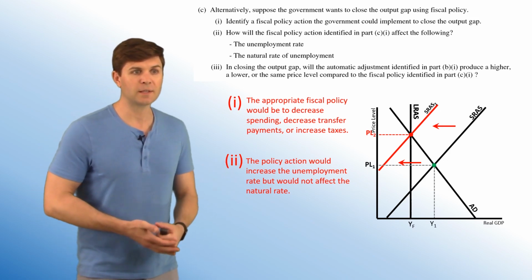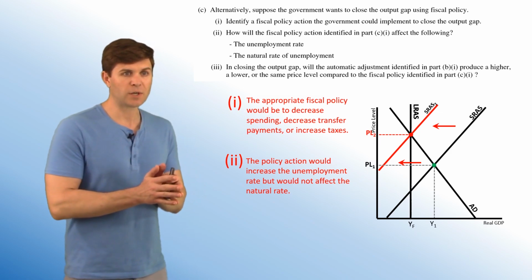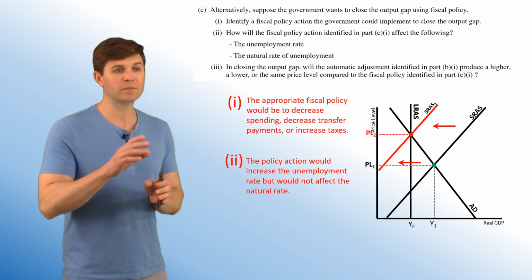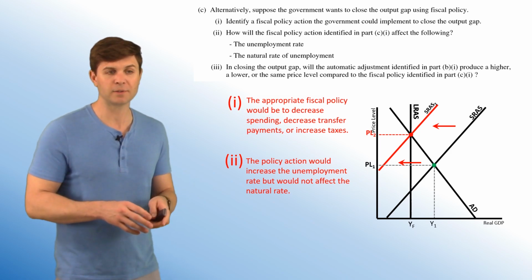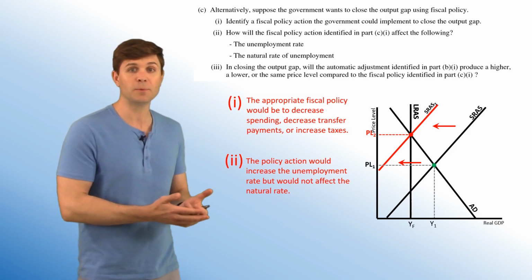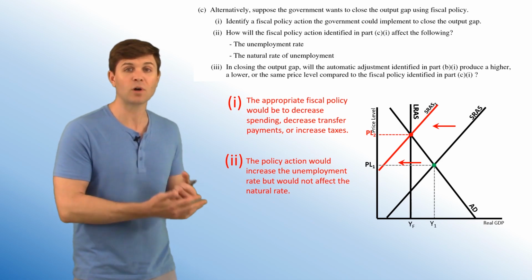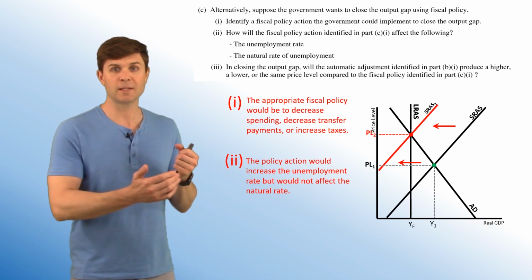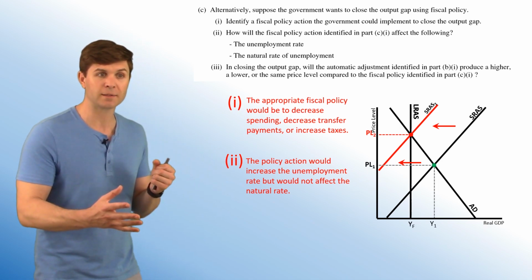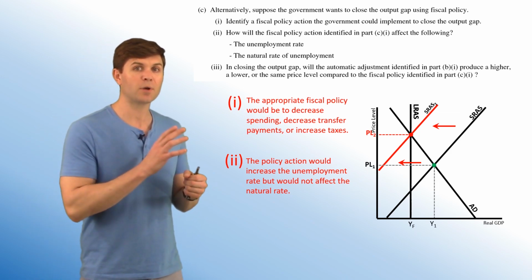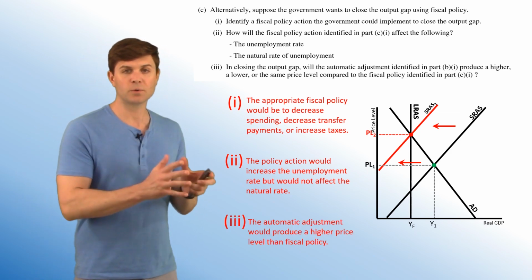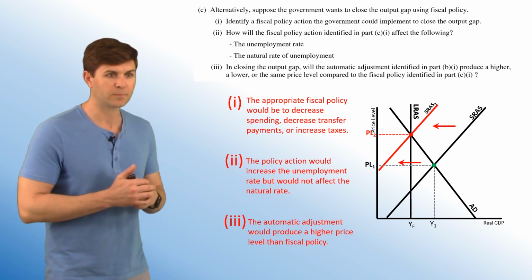So they're asking, will the automatic adjustment produce a higher, lower, or the same price level compared to that fiscal policy? So in this case, we know the auto adjustment is shifting aggregate supply to the left. It's causing a higher price level than the decline in aggregate demand from the fiscal policy. So there's a higher level from the auto adjustment than there is in the fiscal policy.